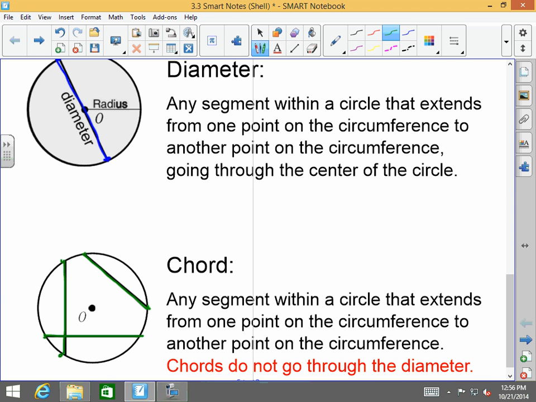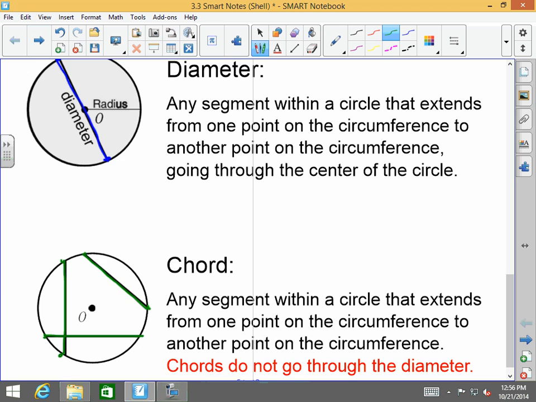Yes, because by definition, a diameter does go from one point on the circumference to another point on the circumference. But can I say that a chord is a diameter? No, because a chord, unlike the diameter, does not go through the center. So a diameter is a chord, but a chord is not necessarily a diameter. Okay? Does that make sense, my brothers?